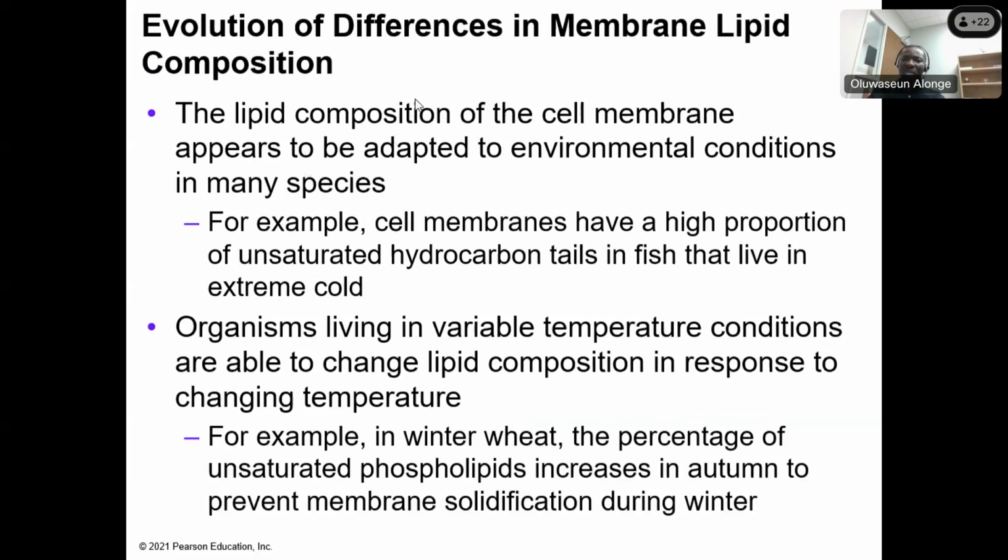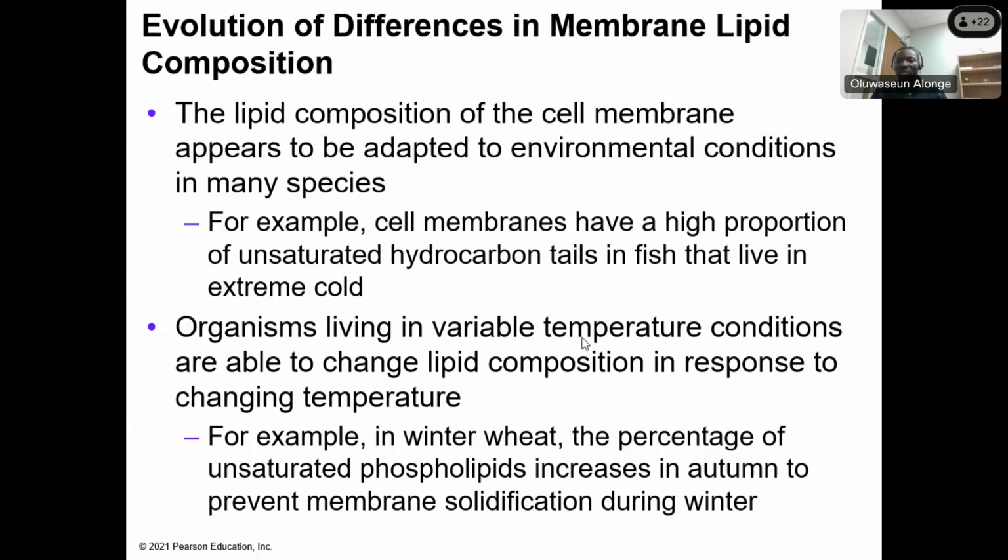All right, so the lipid composition of the cell membrane will be adapted based on the environmental condition, right? For example, cell membranes have a high proportion of unsaturated hydrocarbon tails in fish that live in extreme cold. Does that make sense? Because the temperature in the area is cold, they need to have a high level of unsaturated hydrocarbon so that there's no risk of freezing, and the hydrocarbon is not going to be solidified.